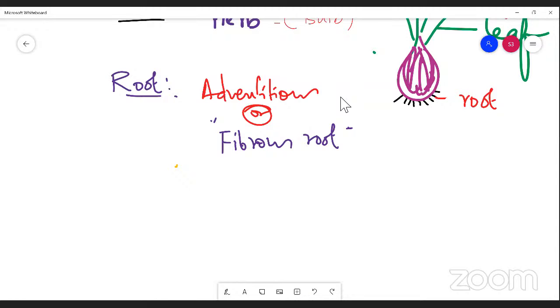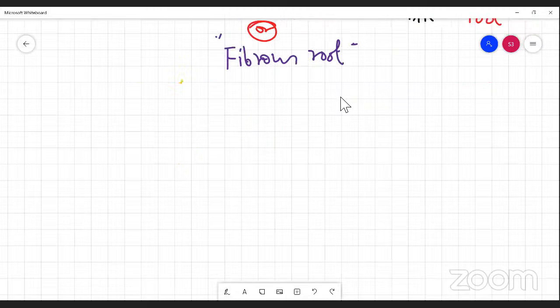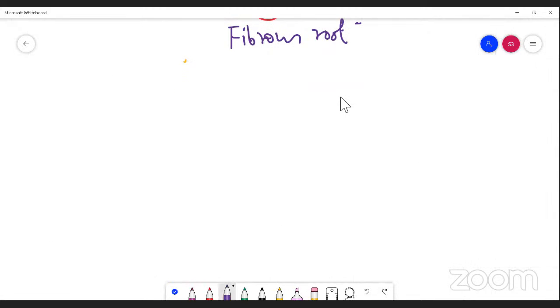Next we pass on from root to stem and leaf. Second character, the stem character. The stem is nothing but a bulb-like structure, a bulbous growth, which is buried under the soil. That is bulbous in nature. I'm now talking about the leaf character.